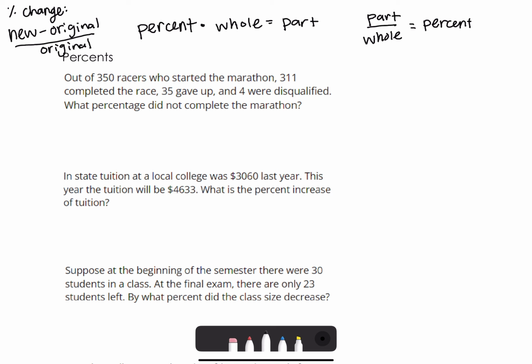And the first one says, out of 350 racers who started the marathon, 311 completed the race, 35 gave up, and 4 were disqualified. What percent did not complete the marathon? So 35 gave up, 4 were disqualified. That's 39 out of 350. And when you divide those, you get 0.1114. So when we convert that to a percent, that would be 11.14%.